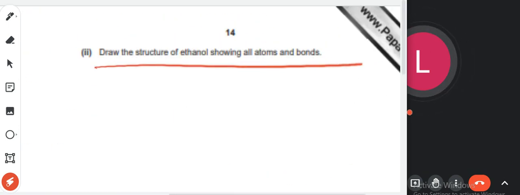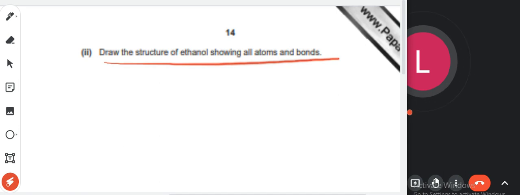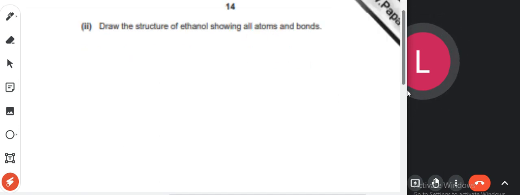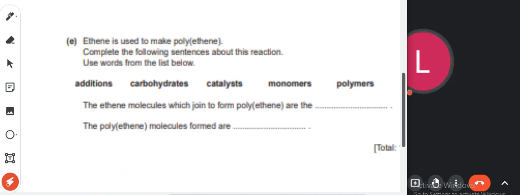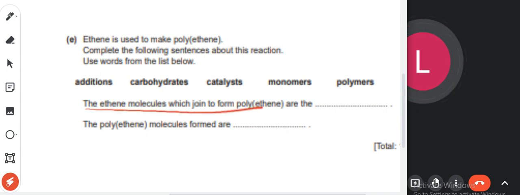You refer to the lesson and then pick the correct answer. So draw the structure of ethanol showing all atoms and bonds. Then ethene is used to make polyethylene. Complete the following sentence about the reaction. Use the words in the list below. The ethene molecules which join to form polyethylene are the, what we call them, monomers. The polyethylene molecules formed are, of course, the polymers.